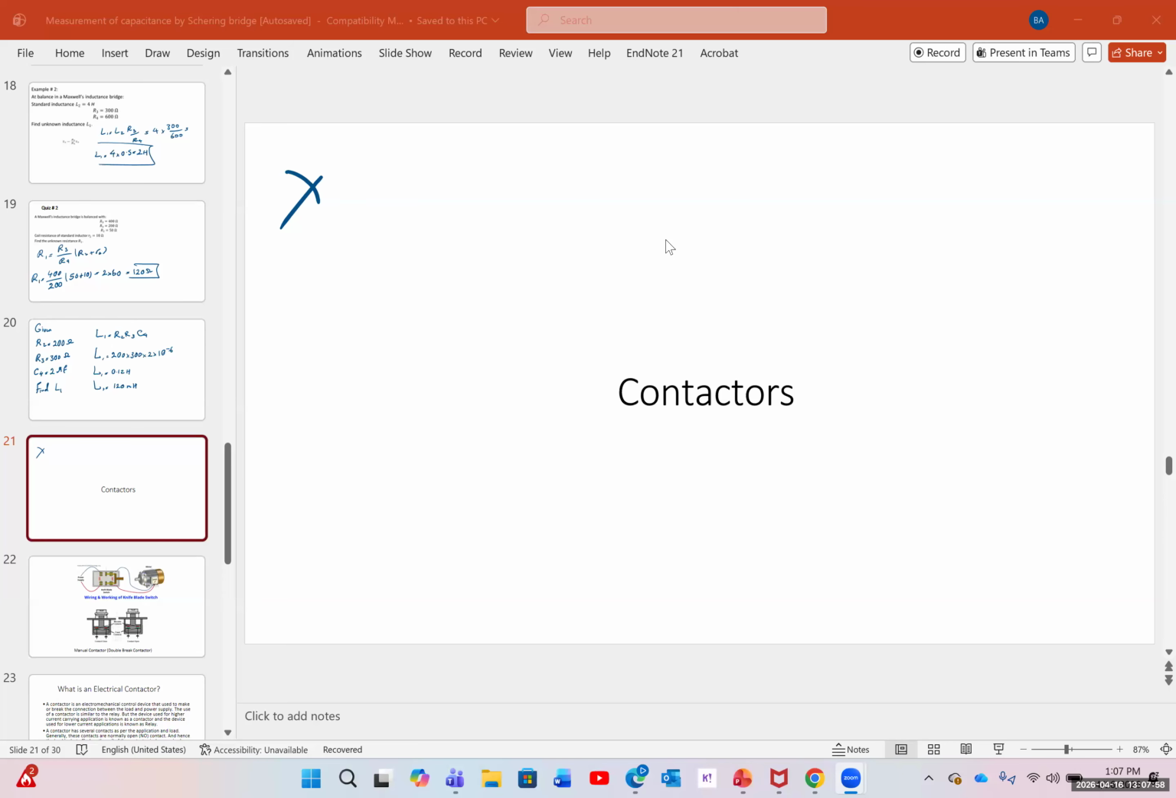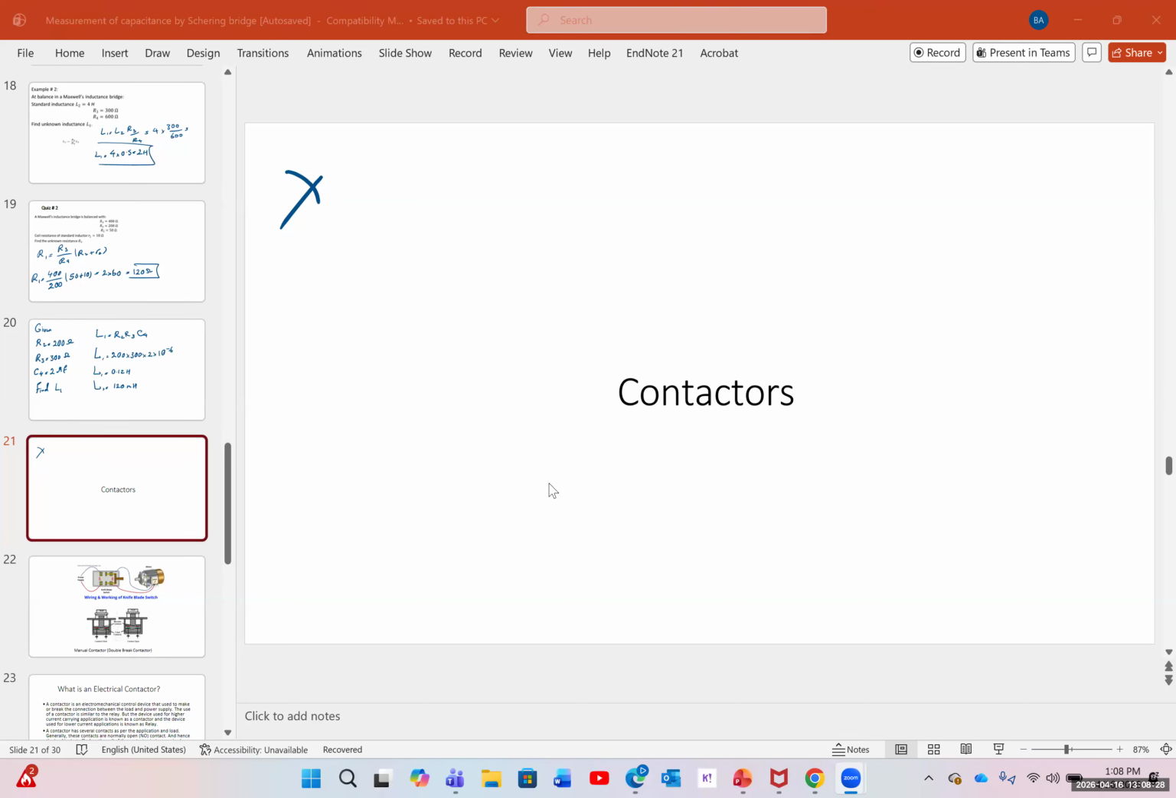Hello and welcome to another measurement and instrumentation class. In the previous class, we finished the bridges. We started with Wheatstone bridge, then Schering bridge and Maxwell bridge, and how we can determine an unknown element's value, like a capacitor, inductor, or a resistor's value using a balanced bridge.